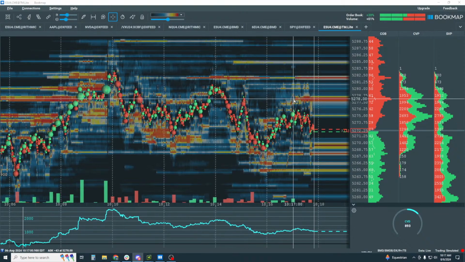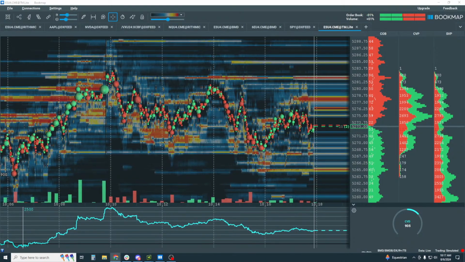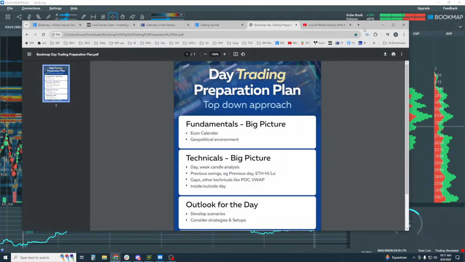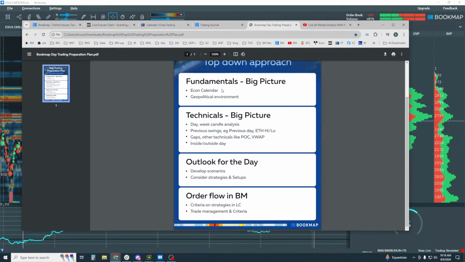You can get this over in the all markets room. It's a day trading preparation plan. It's by design really simple so that we don't get too involved into the details here, but these are the highlights that we want to look at: fundamentals, technicals, outlook for the day, and then order flow in Bookmap. And this is where the rubber meets the road here.